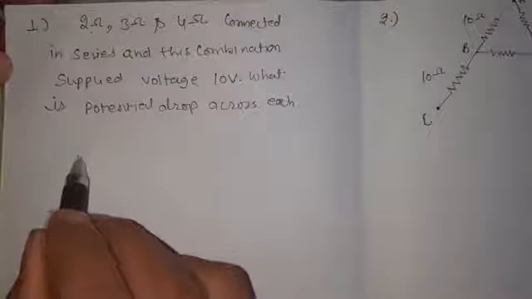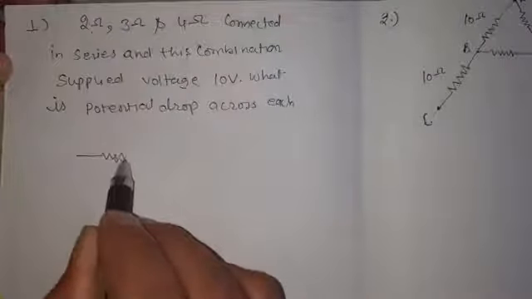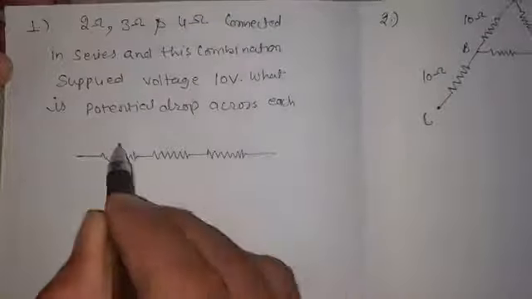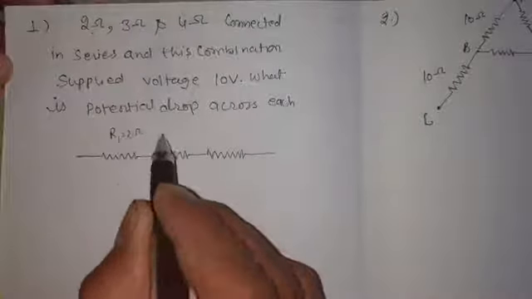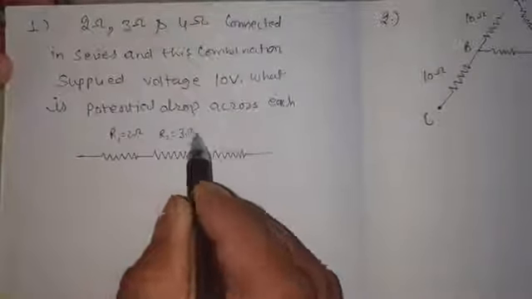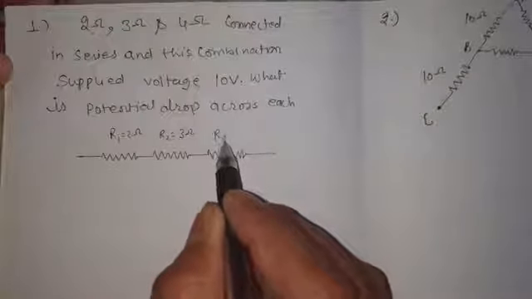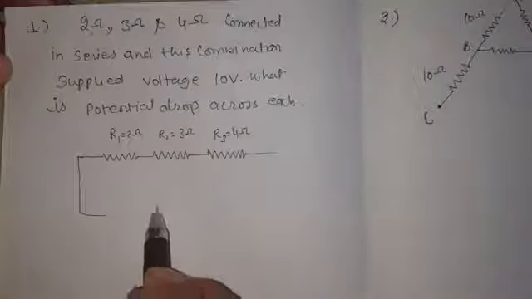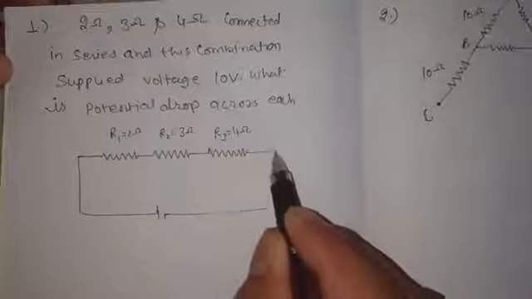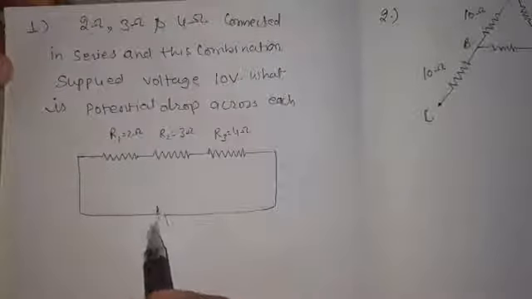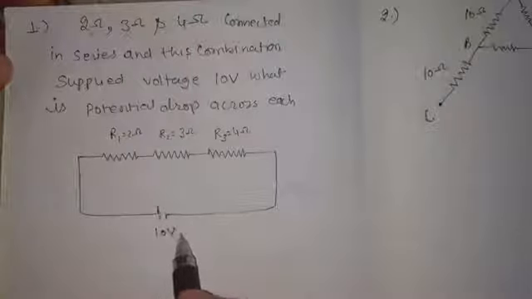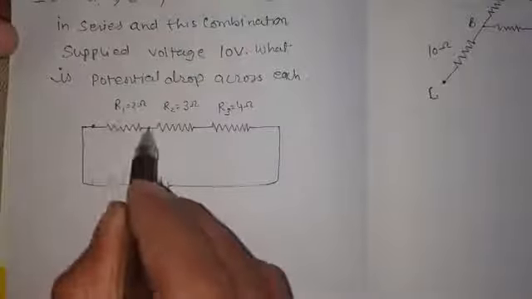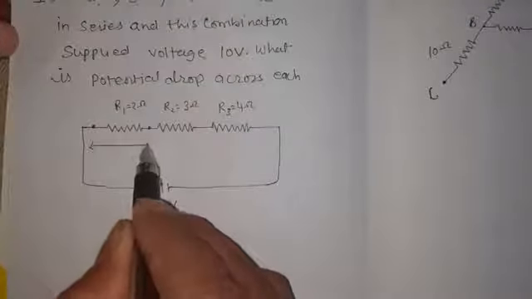Okay, so let us understand this one with the diagram. There are three resistors connected in the series combination. R1 is 2 ohm, R2 is 3 ohm, and R3 is 4 ohm. They are connected in series and supplied with a potential of 10 volt. They are asking how much is the voltage drop across the two terminals of each resistor.